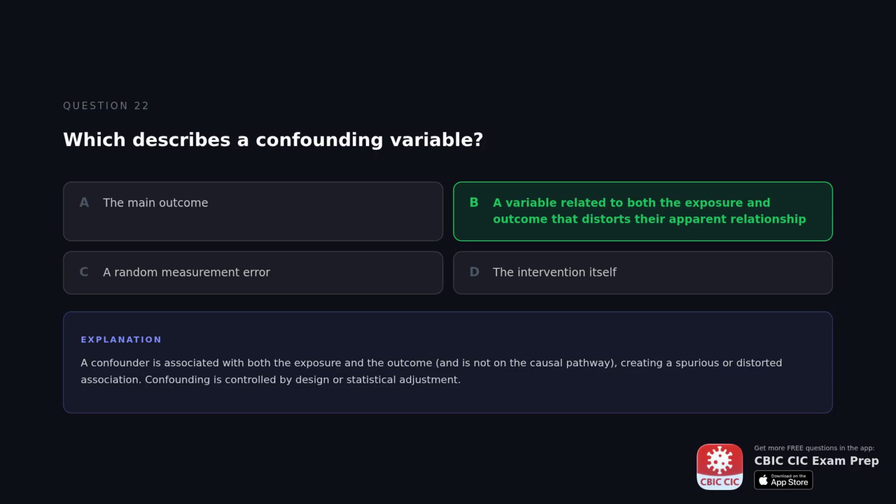The correct answer is a variable related to both the exposure and outcome that distorts their apparent relationship. A confounder is associated with both the exposure and the outcome and is not on the causal pathway, creating a spurious or distorted association. Confounding is controlled by design or statistical adjustment.